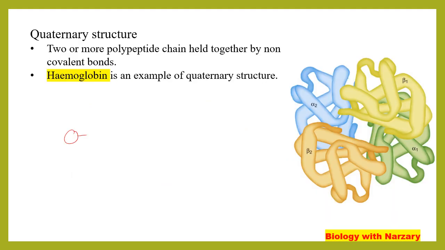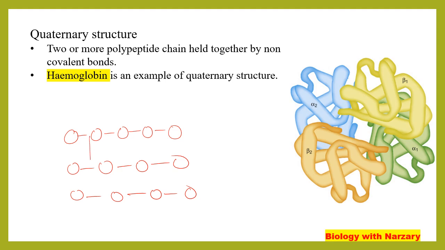Now, when two or more polypeptide chains are held together by non-covalent bonds, it gives the quaternary structure of protein. These are polypeptide chains, and these polypeptide chains are held together by non-covalent bonds like electrostatic interaction, hydrogen bond, and hydrophobic bonds. And the structure formed is known as the quaternary structure of protein. And the best example of the quaternary structure is hemoglobin, because it contains 4 polypeptide chains held together by non-covalent bonds. So when two or more polypeptide chains are held together by non-covalent bonds to give a functional protein, it forms the quaternary structure of protein.